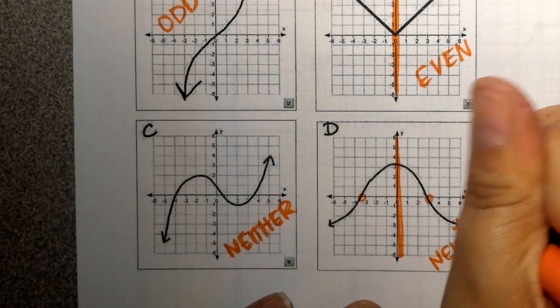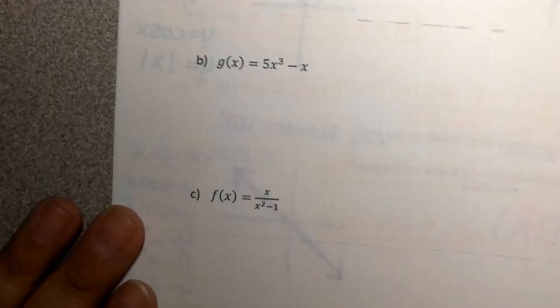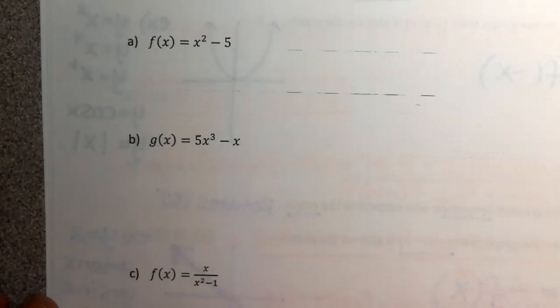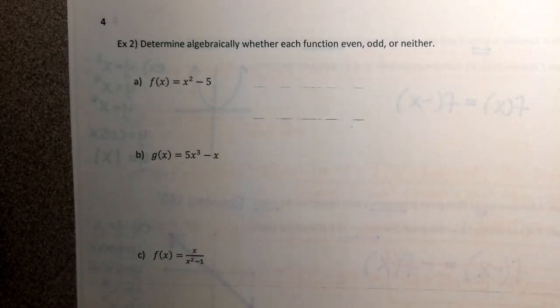Yeah, just be careful that it's symmetric and exactly the same. That is by graph. Can you easily spot a graph and realize if it's even, odd, or neither? Yes. What about an equation? Can we easily spot an equation? Not quite. You are going to have to do algebra to spot said equation.